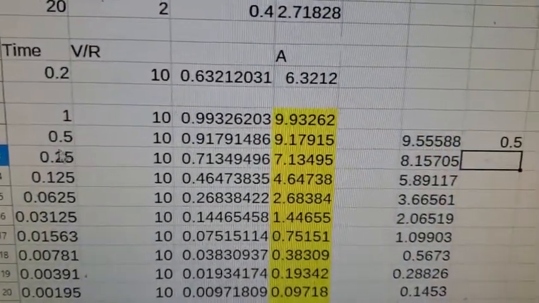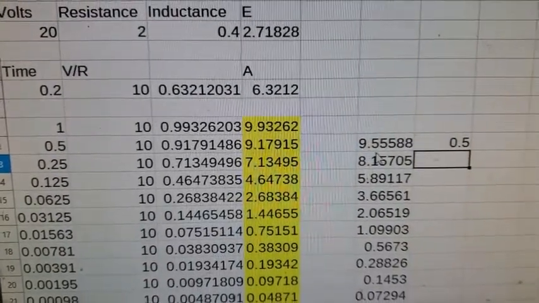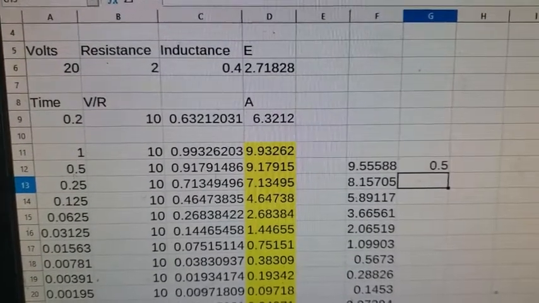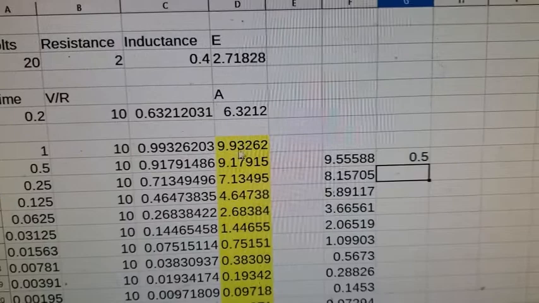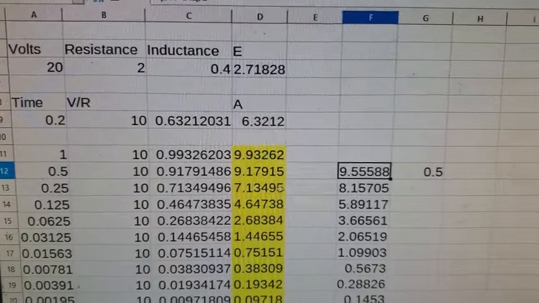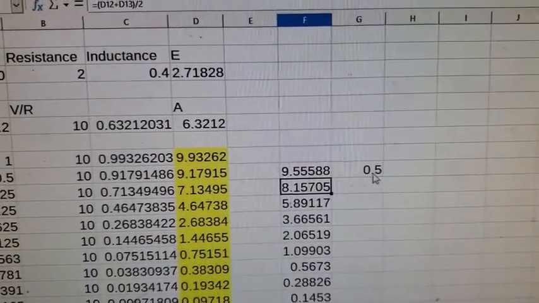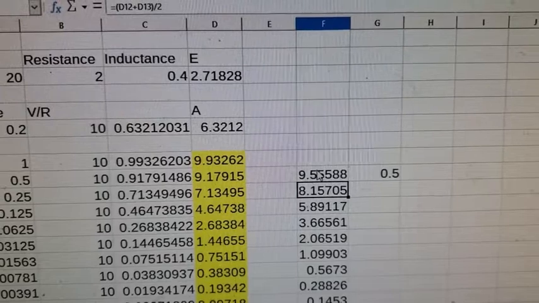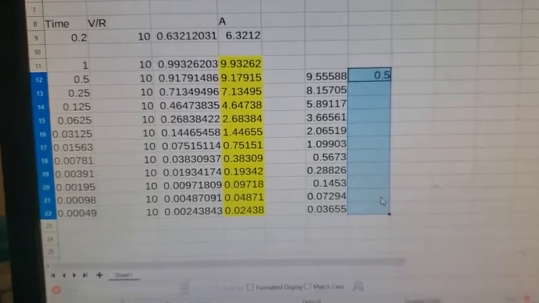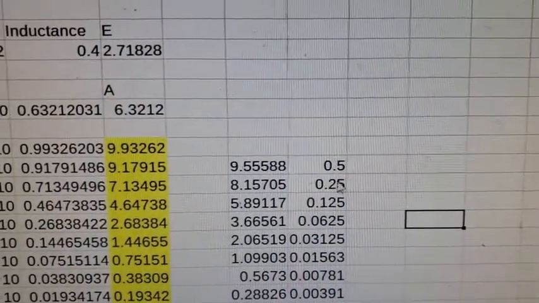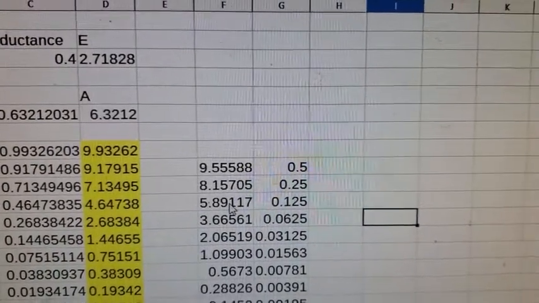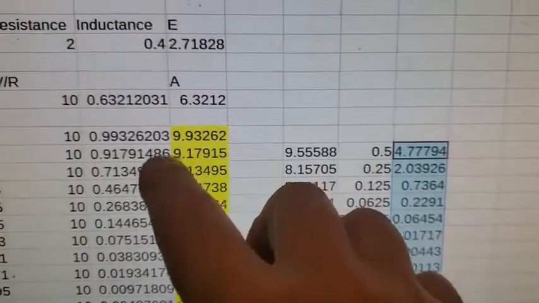So we don't know exactly, but we can approximate. This is, I guess they would call it a rectangle approximation. So we'll say that the average amp flow between 1 second and a half second was this plus this divided by 2, so 9.58. Between 0.5 and 0.25, it was this, and so on and so forth. So for 0.5 seconds, you had that amp flow, and for 0.25, you had that amp flow. 0.125, you had that amp flow. I hope that's making sense.